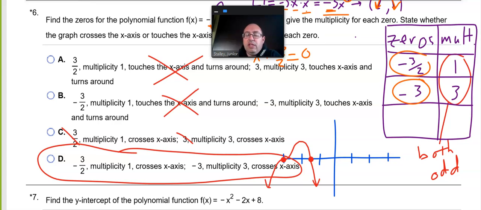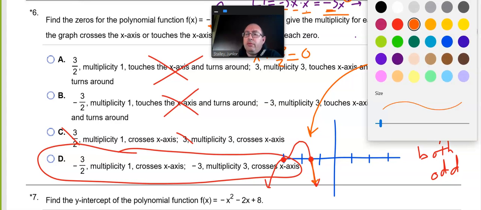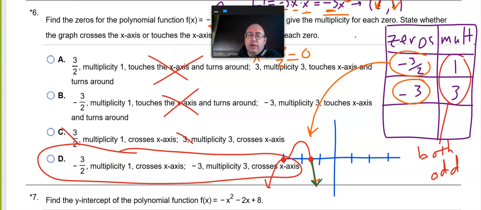I labeled the negative 3 halves. That's this one over here. It's negative 1.5, just in case you're wondering. And then you've got negative 3 farther to the left of that one. Well, if they both cut through the axis, and we know that the end behaviors are both down, right? We got down and down. What's going on that's different?